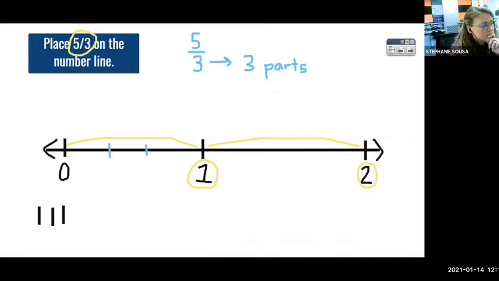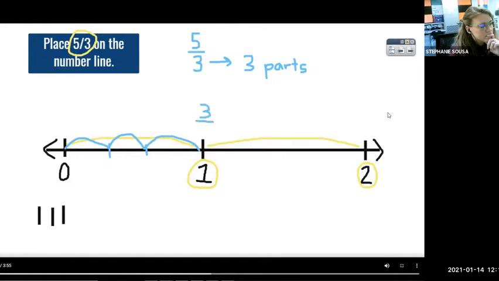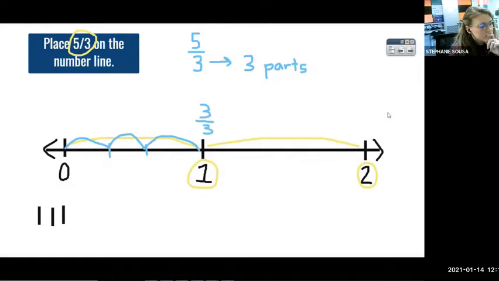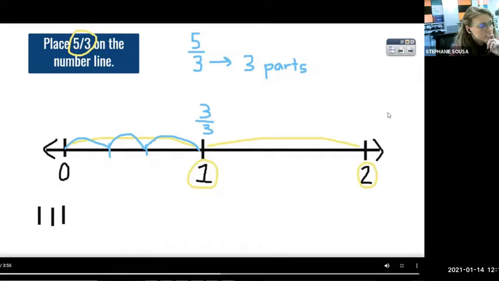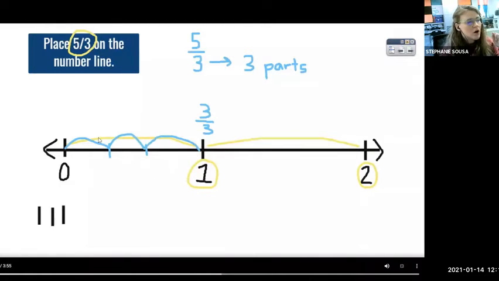If I skip count from 0 and think about my unit fraction, I know that each space will be 1/3. 1/3 plus 1/3 plus 1/3 equals 1 whole. 3 1/3 is the same thing as 1 whole. So you will notice that there are not 3 parts on this entire number line. There are 3 parts on the 1 whole, okay?